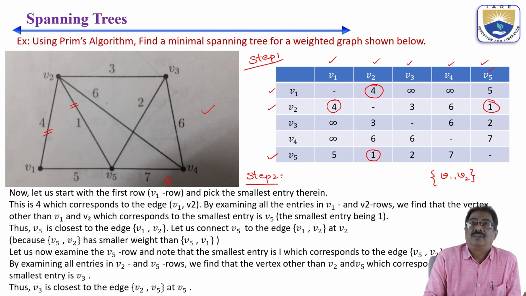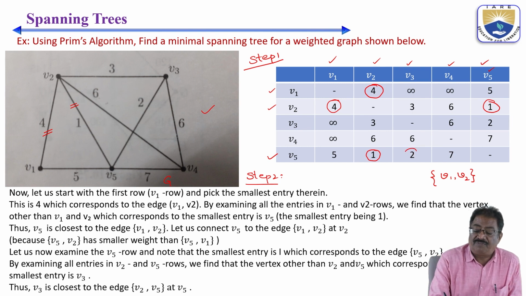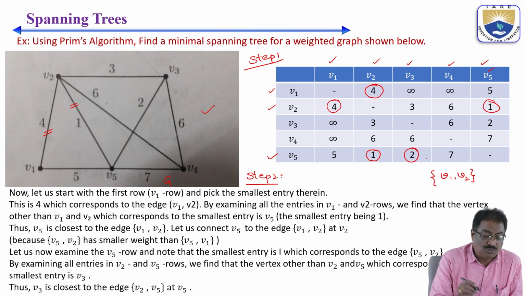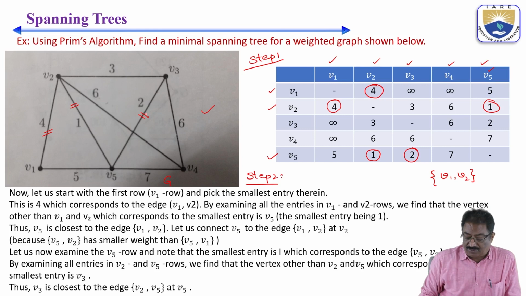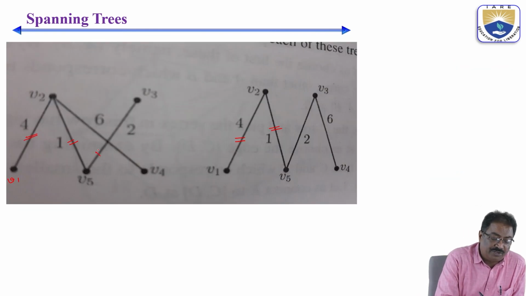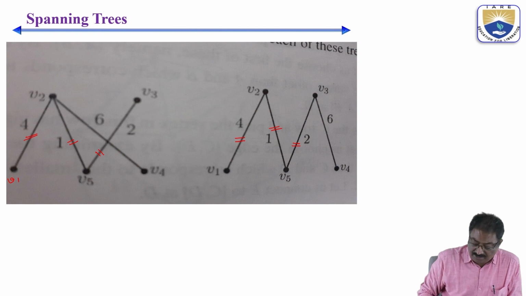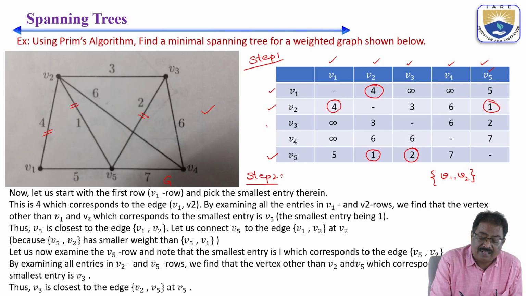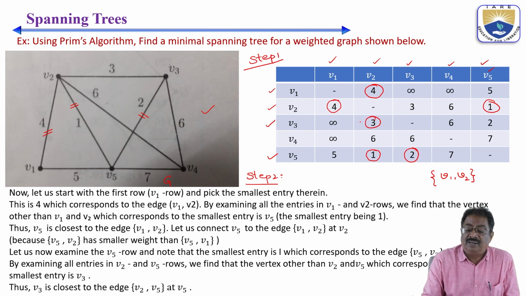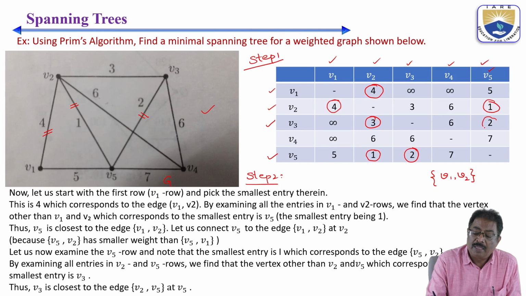Among these three rows, we select the minimum weight whose vertex is not traversed. So the minimum weight is V5 to V3, and I am selecting that, either this way or this way, V2 to V5 to V3. Then I concentrated on V5 also. This node is already visited, so I am not going to concentrate on it. I am going to concentrate on only V4.